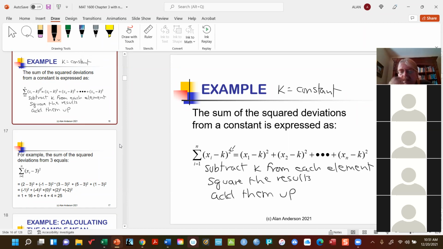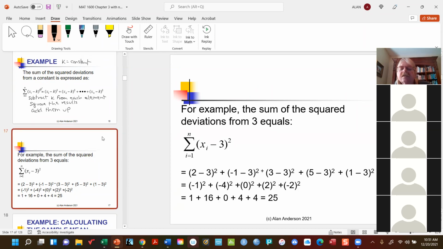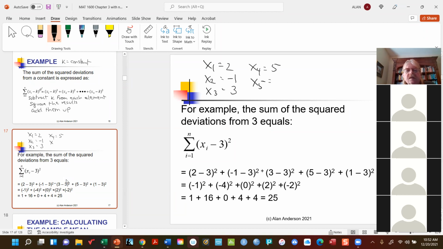All right, so I'm going to show you the data we were using a minute ago, the sample, the 5 elements, but this time we're going to subtract a specific constant. All right, let's try this. Let's go back to the original data. Remember, we had x1 is 2, x2 is -1, x3 is 3, x4 is 5, and x5 is 1.